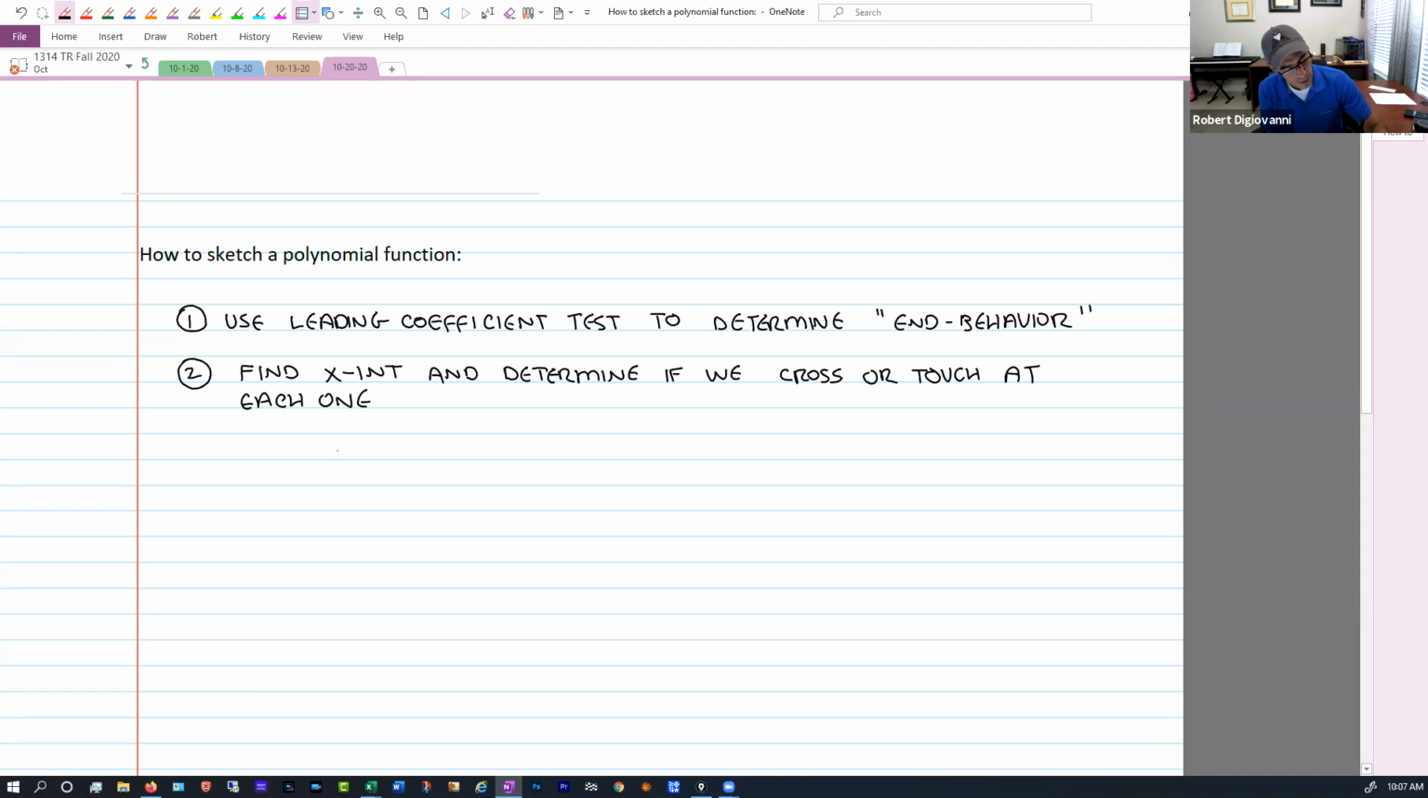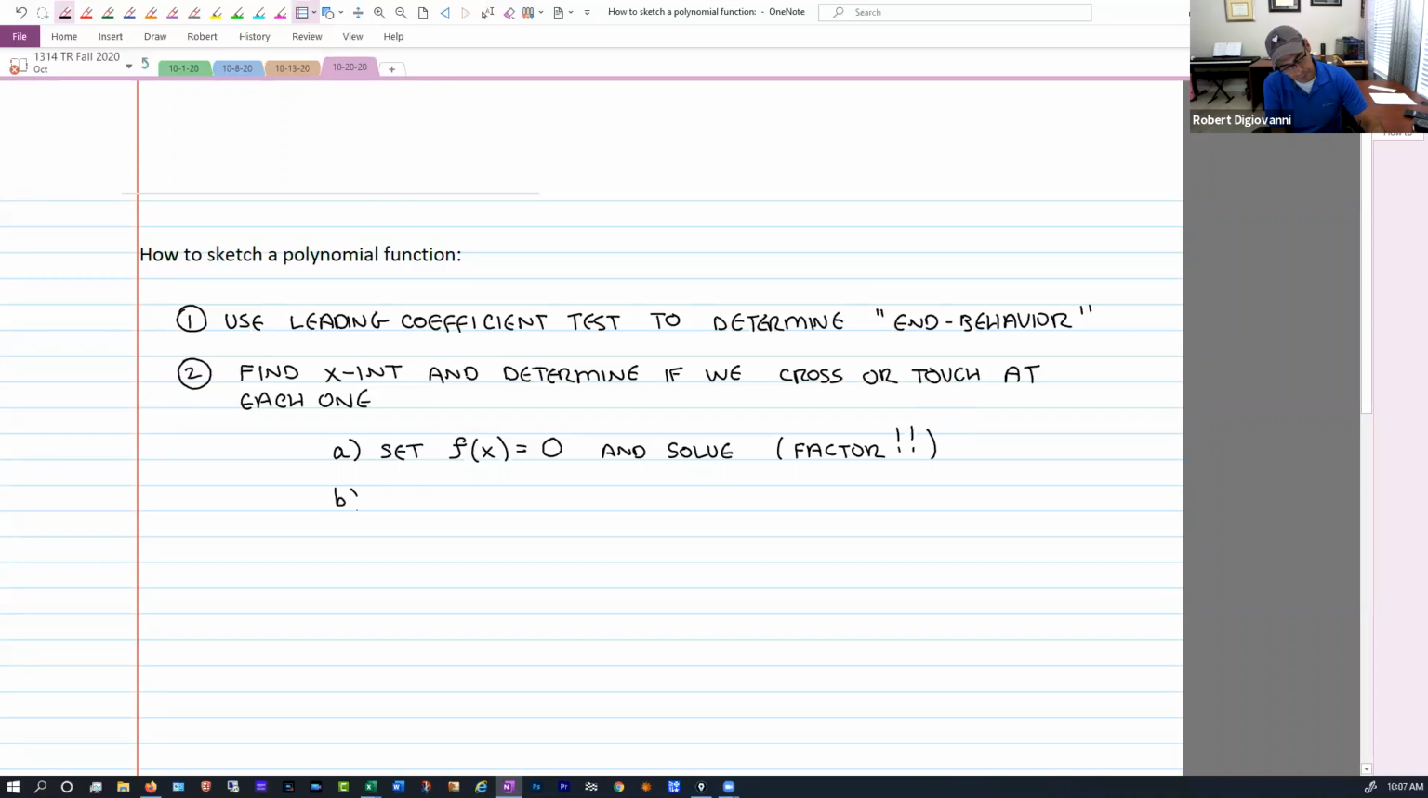Okay, to do step 2, the first thing you're going to do is set the function equal to 0. That's how we've always found x-intercepts. We always set the function equal to 0. So we're going to set the function equal to 0 and we're going to solve. This is probably going to take factoring. Okay, so that step is going to require that we factor, most likely.